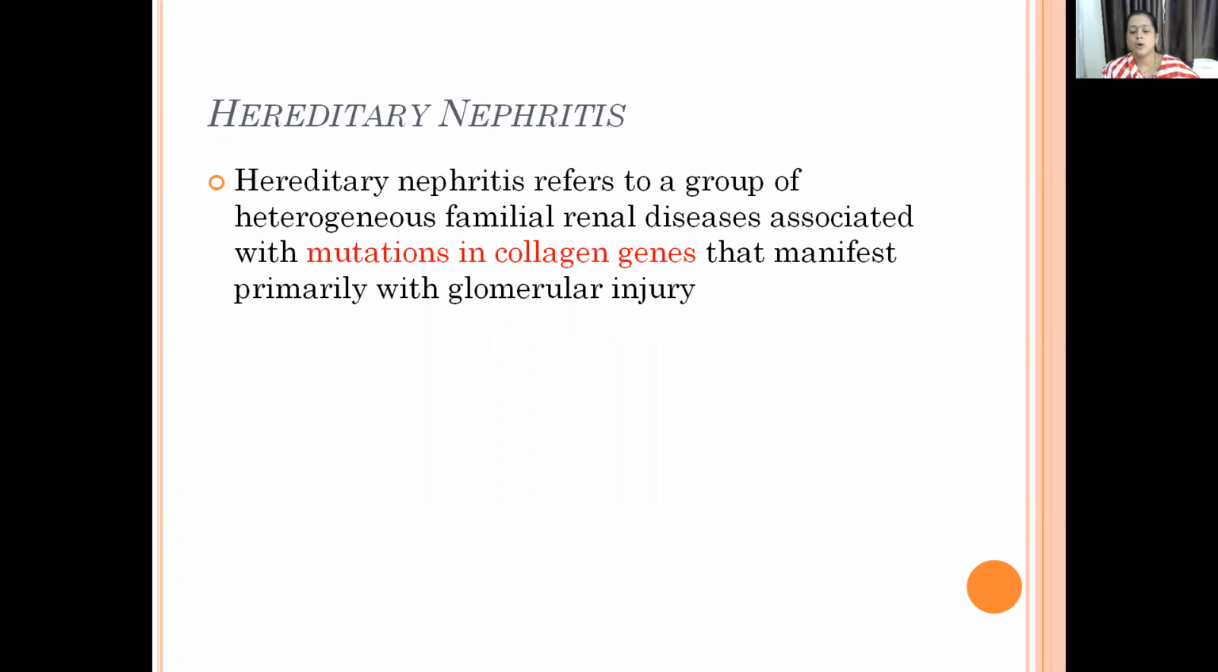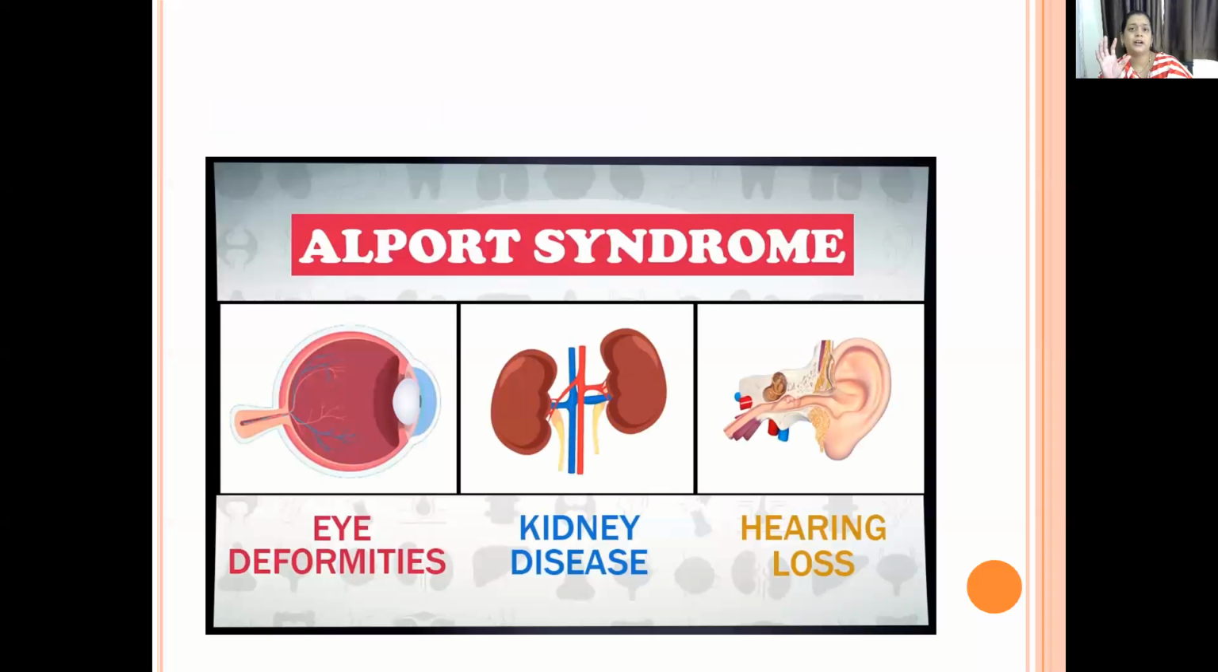Right? So what happens here is that it will manifest a glomerular injury because of something which is not properly forming the structure of the glomerulus. What is happening here? We have to deal with the hereditary type of nephritis in the form of Alport. Then there is something called thin basement membrane lesion. So we'll see Alport first.